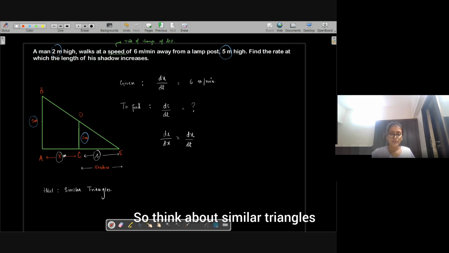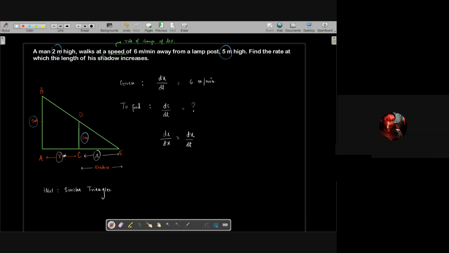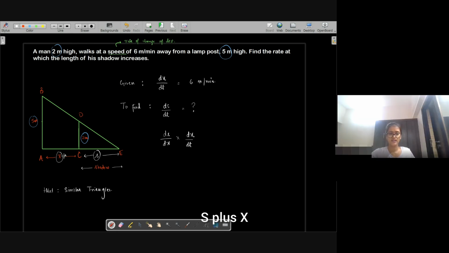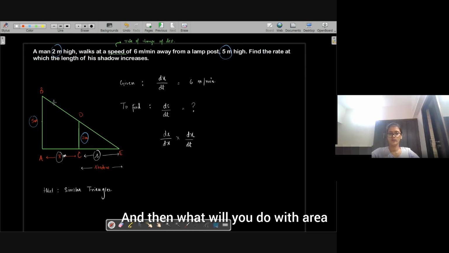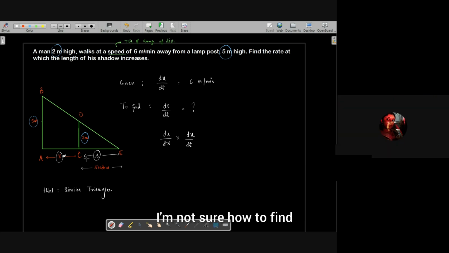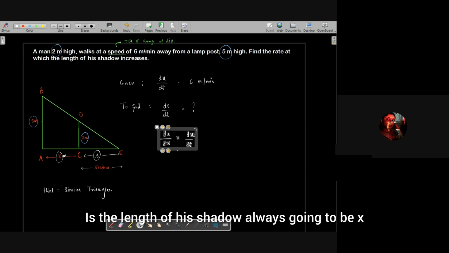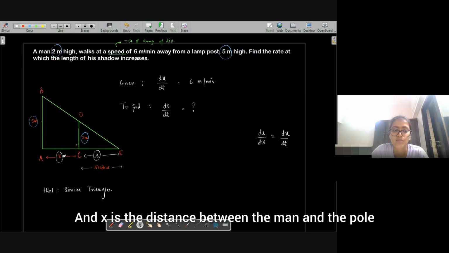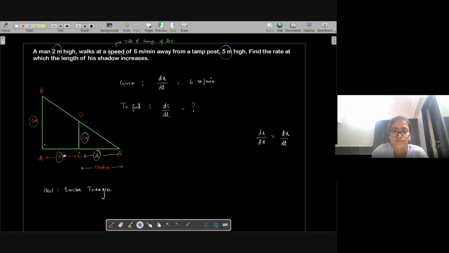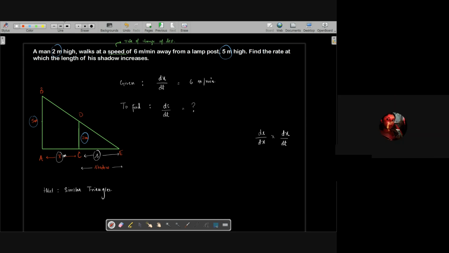So think about similar triangles. Would it be s plus x for the whole base, times 5? Well, that would just give me the area of the whole triangle. And then what will you do with area? Is the length of his shadow always going to be x? The length of the shadow is s, and x is the distance between the man and the pole. Okay, I understand that.